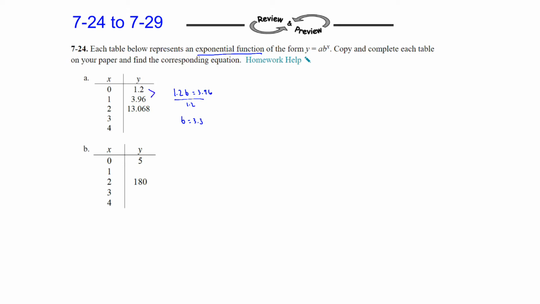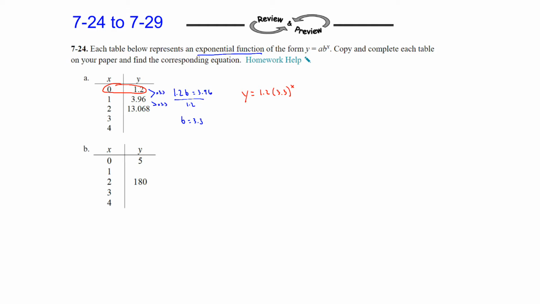So if we take 1.2 times 3.3, we should get 3.96. And if we take 3.96 and multiply it by 3.3, we should get 13.068. So now we have the multiplier, or the b value, and now we need the initial where we're starting, but that's given to us in the table. When x is 0, y is 1.2. So that's enough to write our equation. So y is equal to our initial 1.2 times the multiplier of 3.3 raised to the x power.